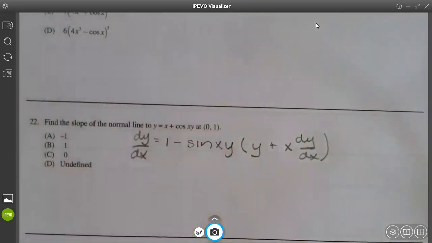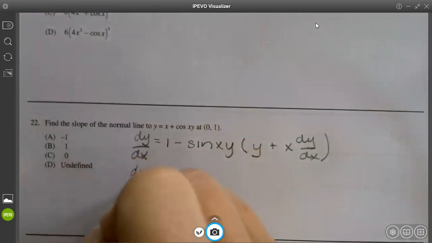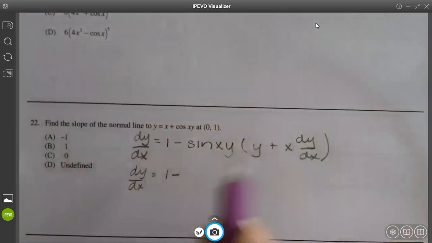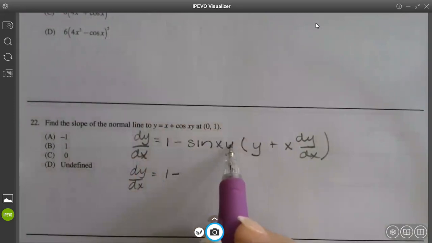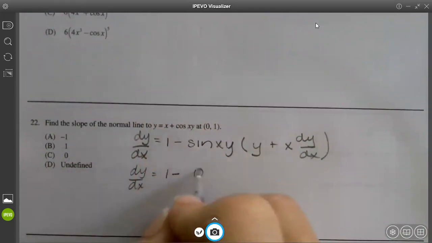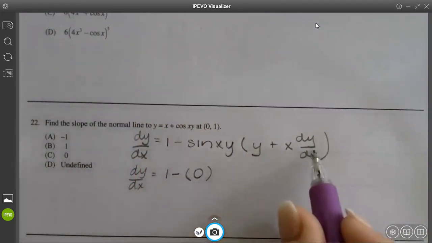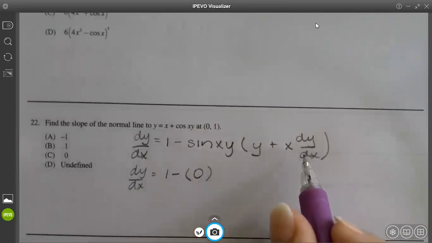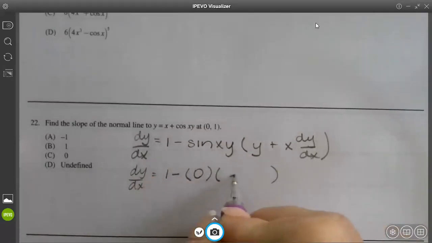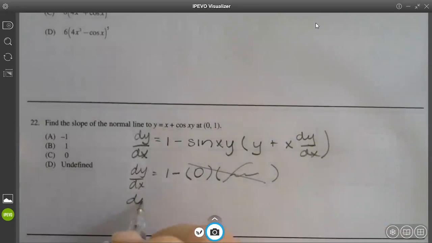Don't forget the front side, you took the derivative of y and got dy/dx. Plug in your values, it's easier to look at. dy over dx equals 1 minus x times y. Sine of 0 is 0. Does it matter what this is going to be? It's going to be 0 anyway. So we get dy over dx equals 1.